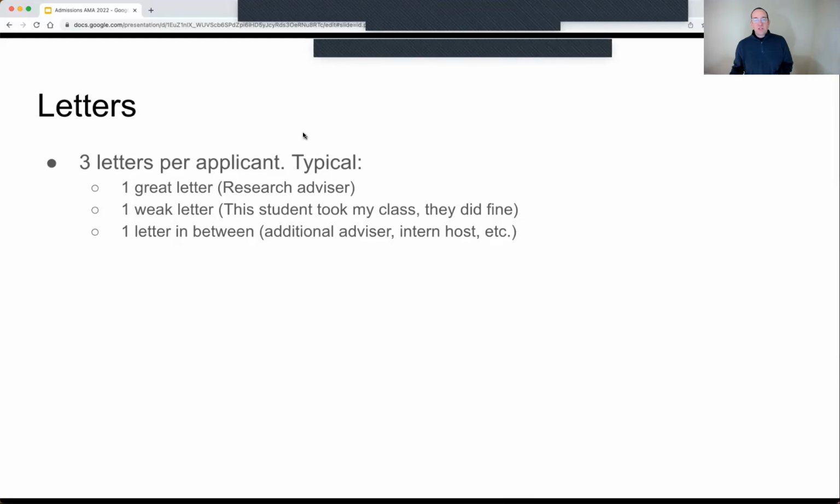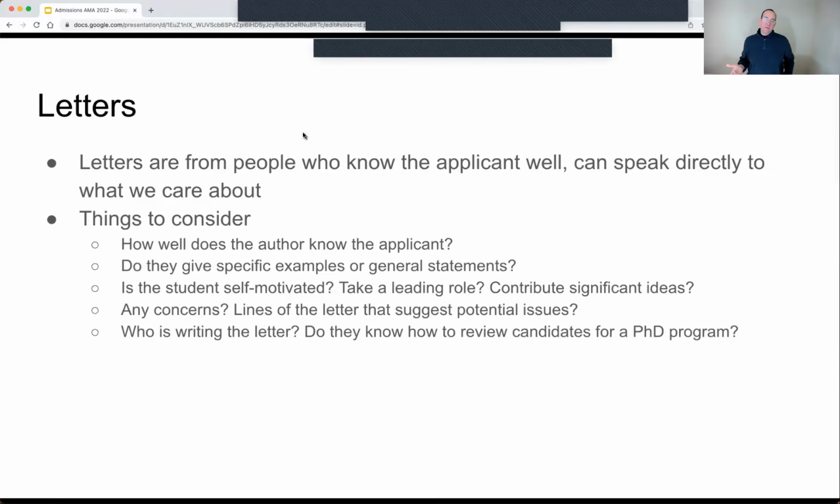But the point is, you shouldn't stress about having 3 great letters, because we know the reality is, especially for undergraduates, why would you have 3 people who know you exceedingly well, know research about you? It's just not common. The other thing to keep in mind, I see a lot of students really focus on getting the letters from famous people. They want someone who's like well-known in the field.